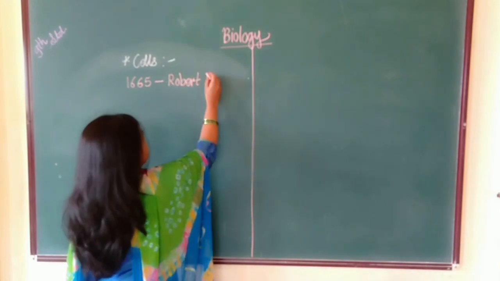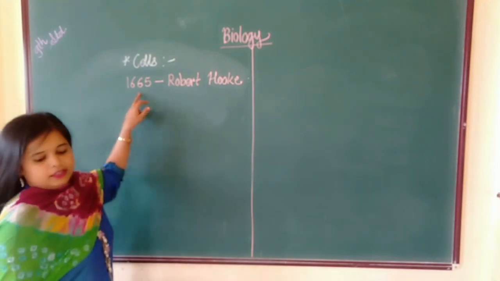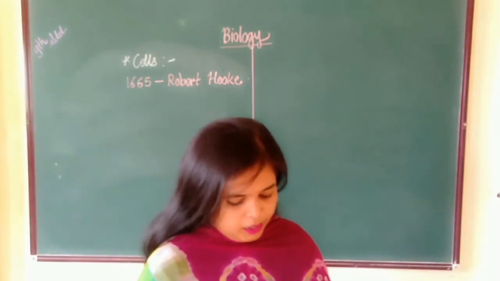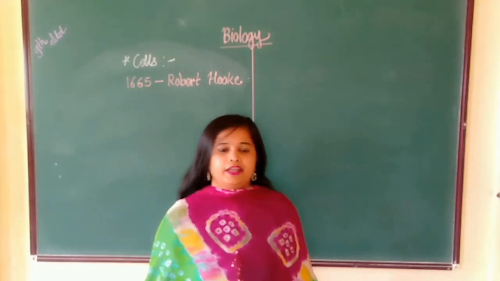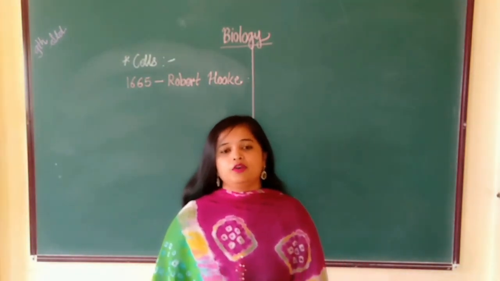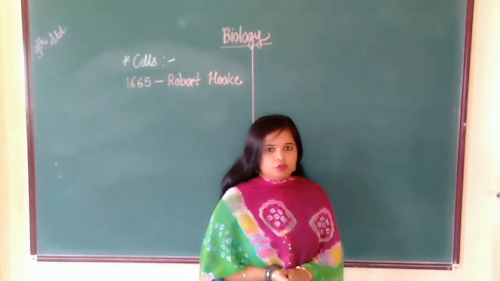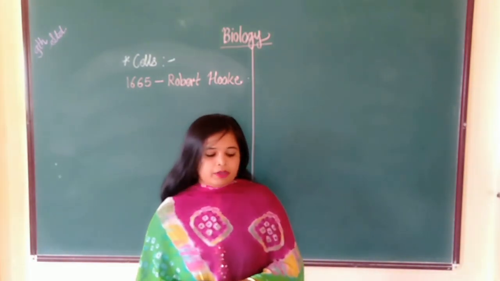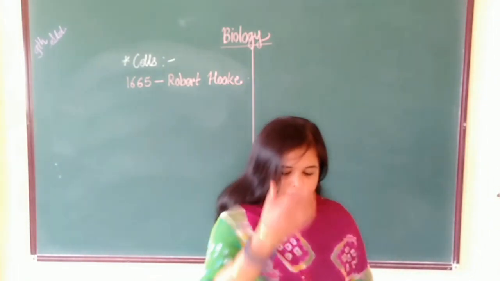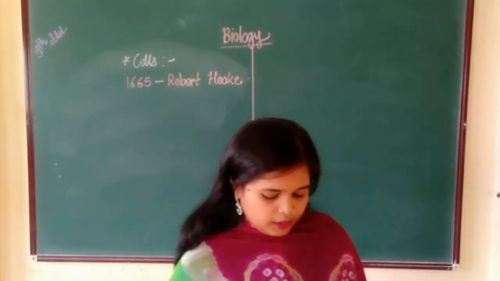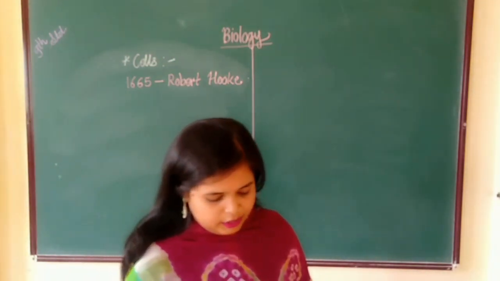He discovered the cells with the help of his primitive microscope in the year 1665. He observed the cells in a slice of cork with the help of a very simple type of microscope. Nowadays we have different types of microscopes available. In the previous video I had shown you the binocular microscope and projection microscope, but at the time of Robert Hooke such microscopes were not available. Then after Robert Hooke, the next scientist was Leeuwenhoek in the year 1674.